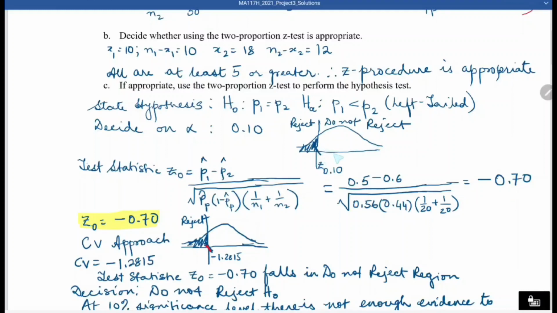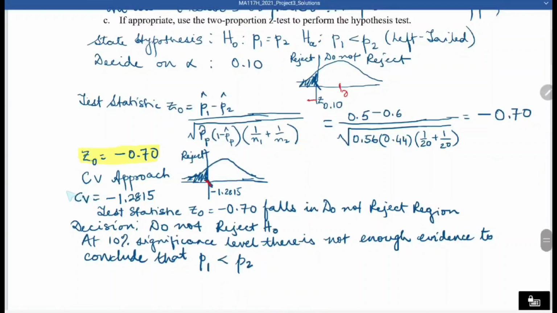Our critical value will be negative z of 0.10. Keep that in mind. If the z value is to the left of the center point, it better be a negative z value. Here's the formula. Again, you can look it up in the formula sheet, or rather pick the formula which is to be used for comparing proportions. All right. And we came up with a z value of negative 0.70. That's the test statistic value.